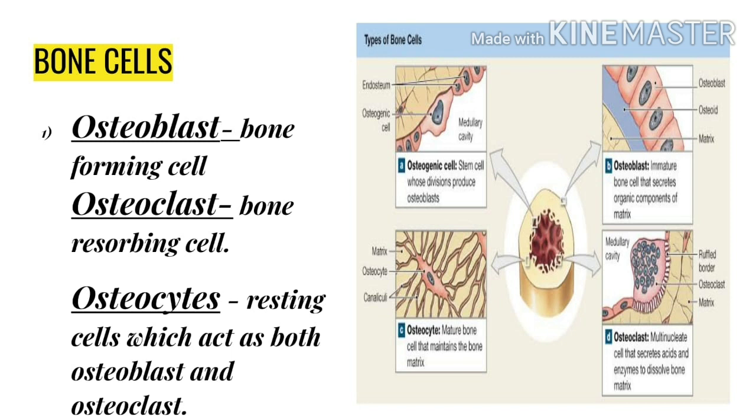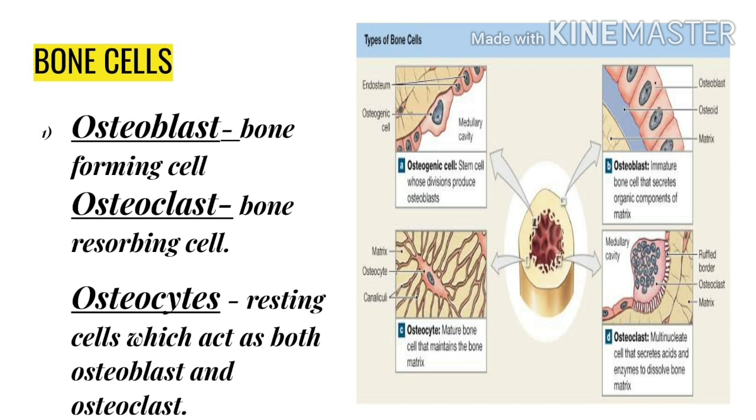Bone cells: osteoblast, osteoclast and osteocyte. Blast, clast, cyte. Osteoblast is the bone forming cell, osteoclast is the bone resorbing cell, and osteocyte is the resting cell which acts as both osteoblast and osteoclast. So osteoblast is concerned with ossification.